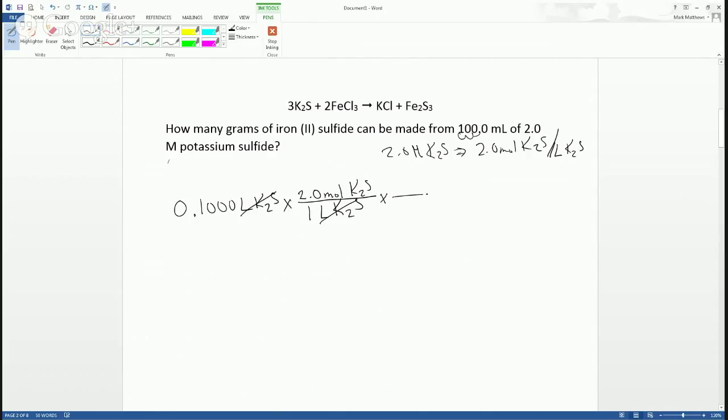But just like in the previous chapter, I'm assuming it's a previous chapter for most of you watching this, the next step is to convert moles of what's given to moles of what you're looking for. And to do that, you look at the given equation. According to our balanced chemical equation, for every 3 moles of potassium sulfide, we're going to get 1 mole of iron 3 sulfide.